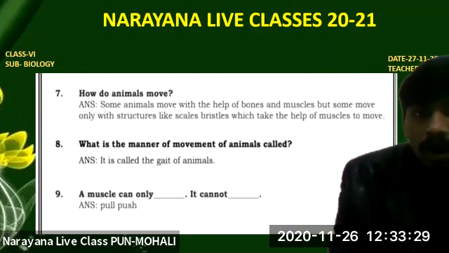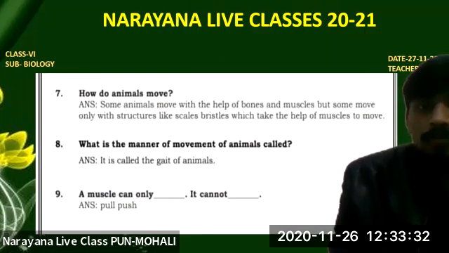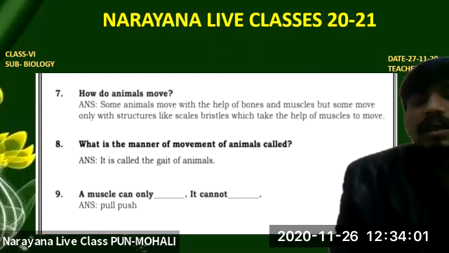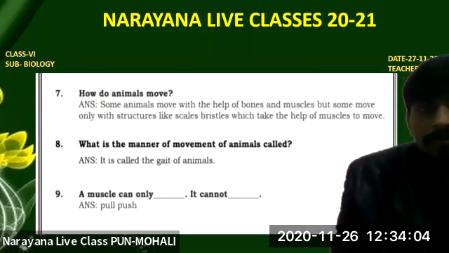Next one. How do animals move? Some animals move with the help of bones and muscles, but some move only with structures like scales and bristles, and take the help of muscles to move. So some animals can move with the help of bones, but some other animals do not have bones. They have to use their other body parts for their movements.